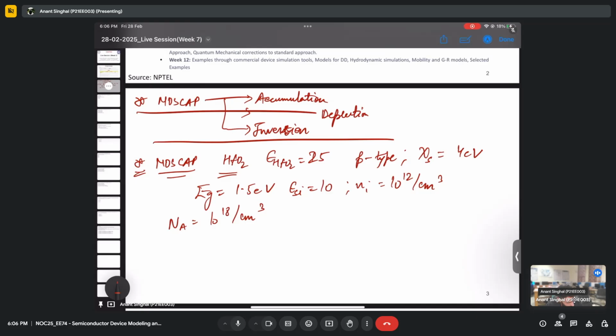The gate is also made up of a metal, so the work function of this particular metal is also given, which is 5 electron volts, and the oxide thickness Tox is given as 100 angstrom for this numerical.